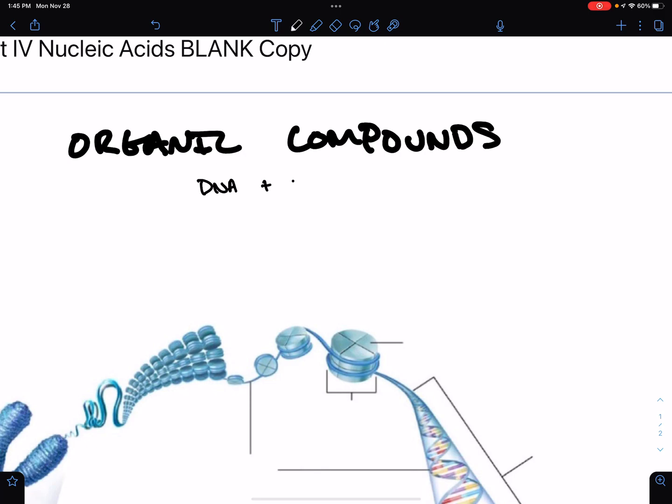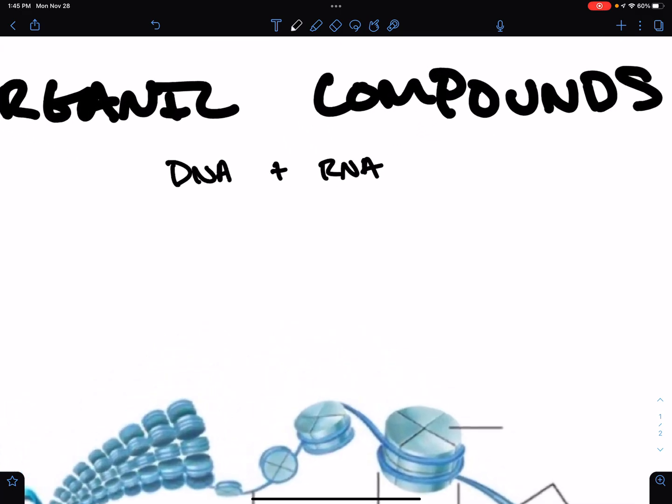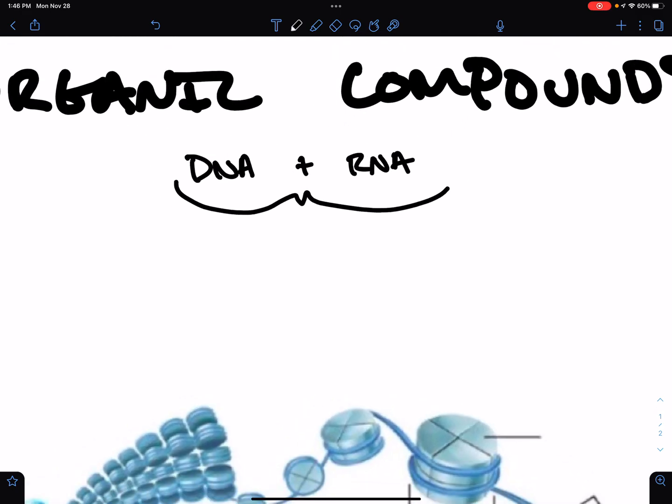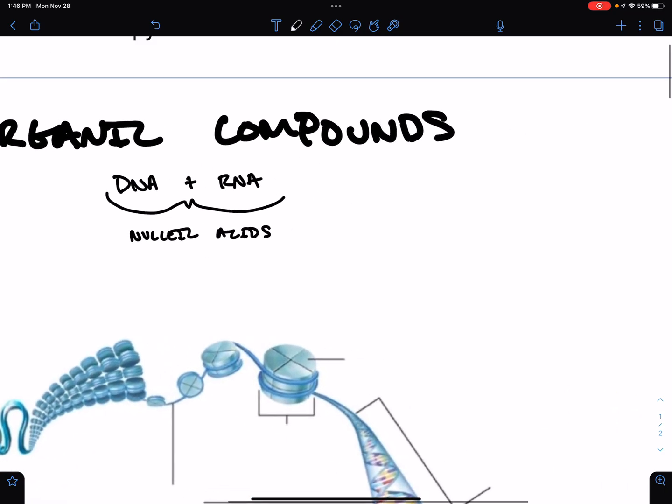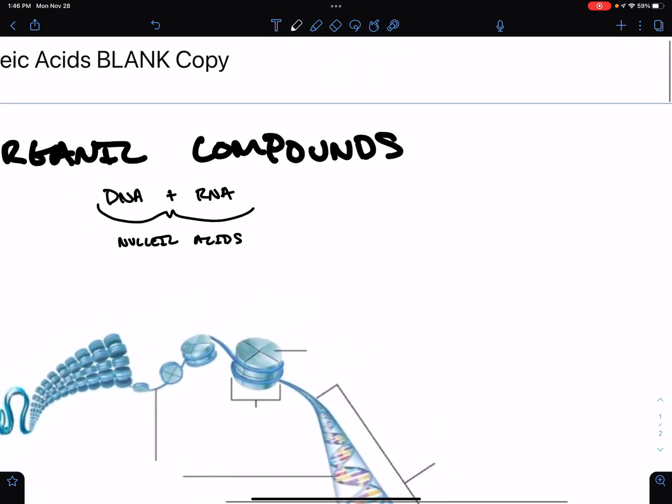DNA and RNA. Together, DNA and RNA are nucleic acids, and they have two kind of discrete functions in cells.